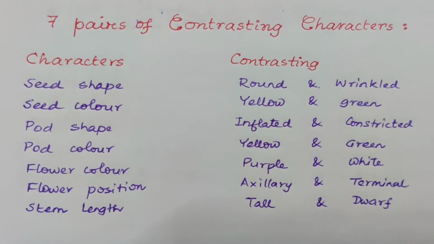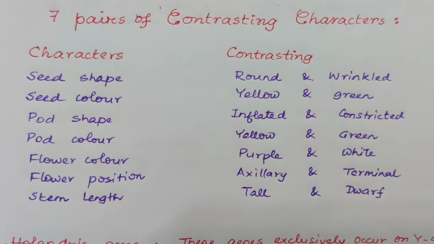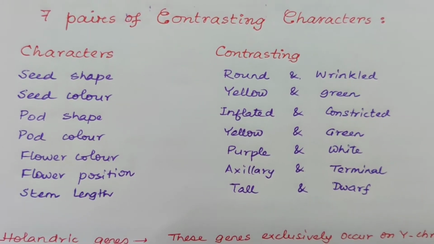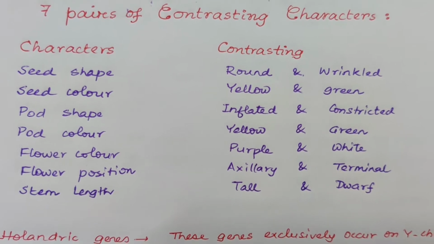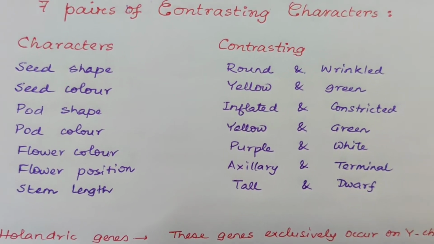The seed shape is round and wrinkled, seed color is yellow and green, pod shape is inflated and constricted, pod color is yellow and green, flower color is purple and white, flower position axillary and terminal, stem length is tall and dwarf.